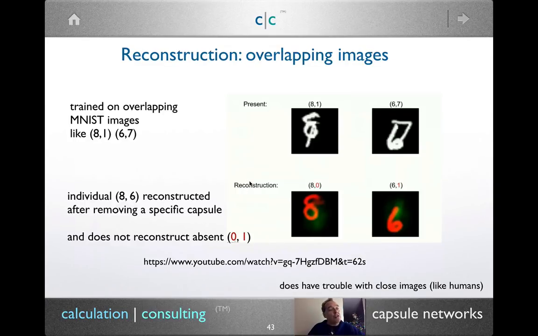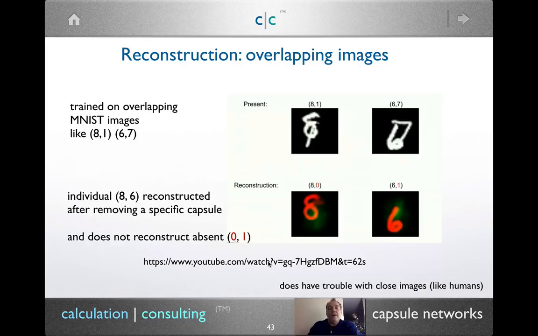So how well does the reconstruction do? Well, it works pretty well. If you have an MNIST system that's trained on overlapping images, I can't remember the name of the data set, but they have this data set where they mix all the images up. So this data is an 8 and a 1. This one is a 6 and a 7. And you try to reconstruct the images. If you remove, for example, the capsule that represents the second digit, only the first digit's reconstructed. So that's pretty good. It does have trouble reconstructing close images, but humans have the same problem. And so that's not bad.